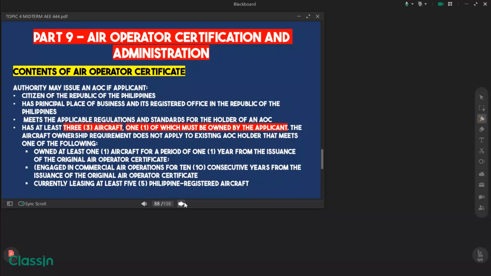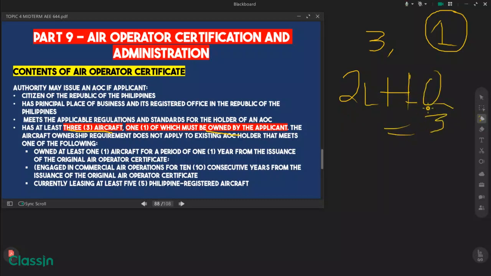Okay. Next, has a principal place of business and registered office inside our country. Okay. And ito yon. Tandaan nyo, has at least 3 aircraft, one of which must be owned by the applicant. Okay, so ganito yan. Pwede siyang magkaroon ng air operator certificate kapag meron siyang 3 eroplano. Pero sabi dito, kailangan niya lang meron siyang isang owned. Sabi ng owned, siya mismo yung bumili. So in this case, pwede po mangyari na yung dalawa is leased plus one owned, so equals 3 aircraft. So, pasok po siya sa certain standards ng CAAP para maging isang air operator certificate. Hindi naman po kasi ibig sabihin na kailangan mo 3 eroplano is sa'yo yung ownership. So, pwede kang 2 leased or rented aircraft and 1 owned aircraft. Okay?